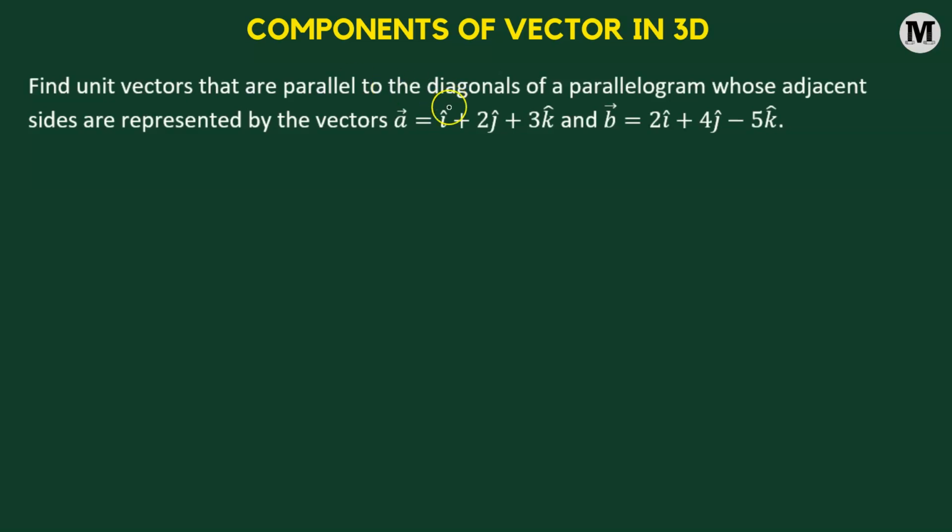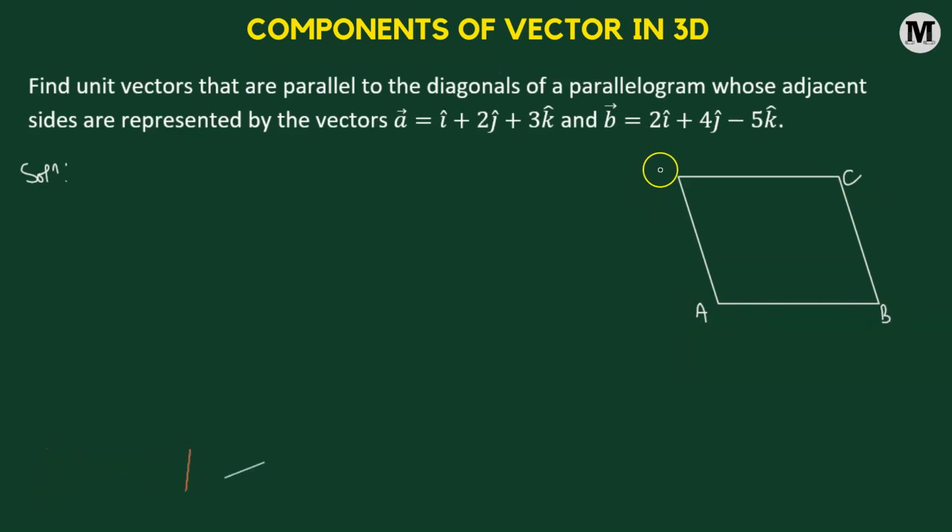Find unit vectors that are parallel to the diagonals of a parallelogram whose adjacent sides are represented by the vectors a and b. Okay, let us begin. So let's consider a parallelogram with vertices A, B, C, and D.